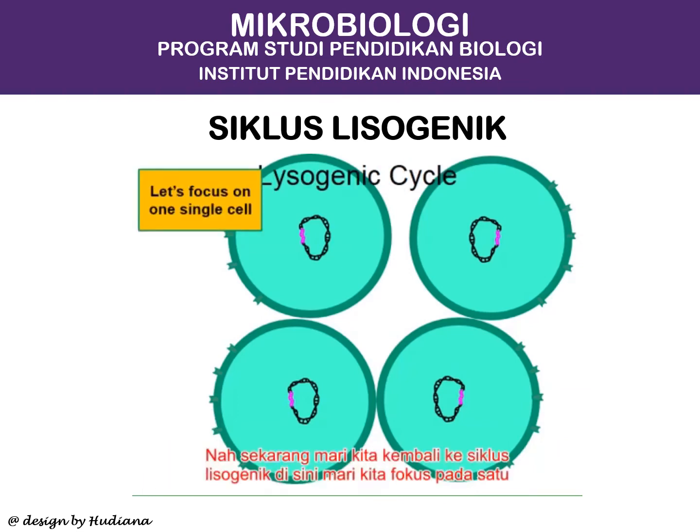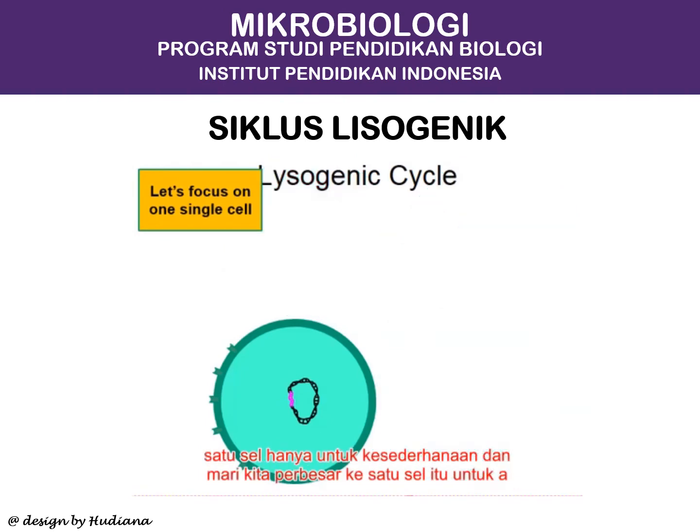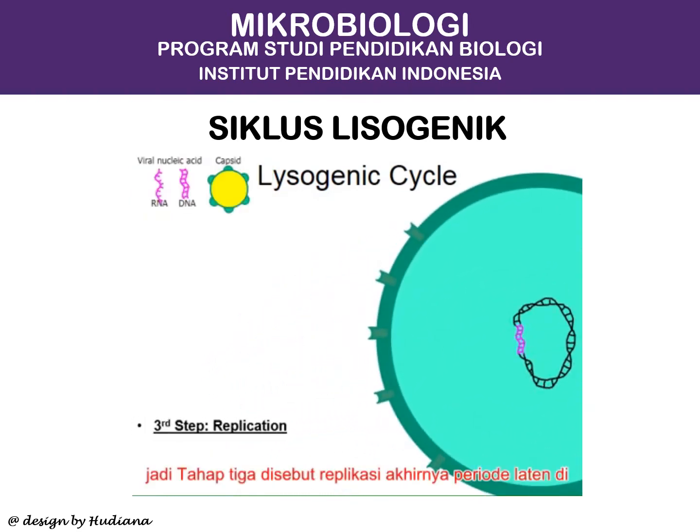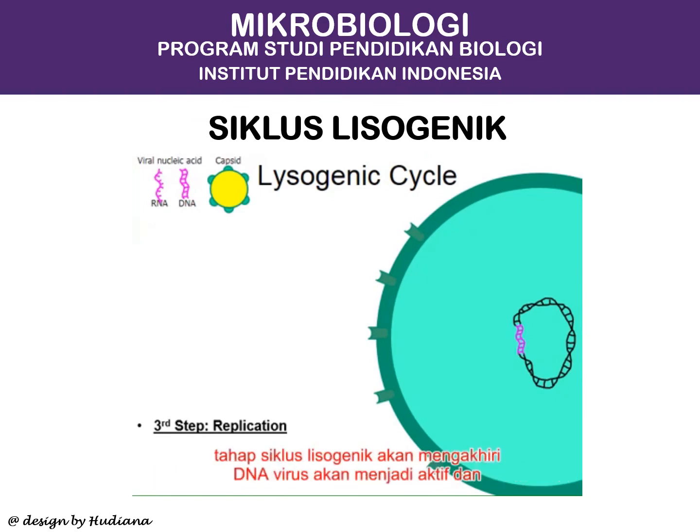Now let's get back to the lysogenic cycle here. Let's focus on one single cell, just for simplicity, and zoom in on that one cell for a closer look. Stage 3 is called replication. Eventually, the latent period in the lysogenic cycle will end. The viral DNA will become active, and this signifies step 3, called replication.